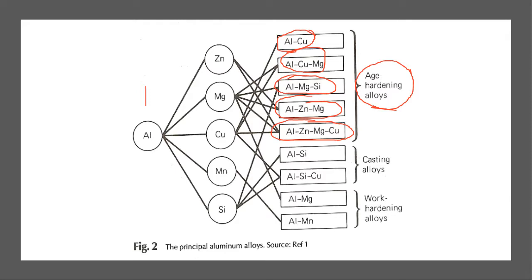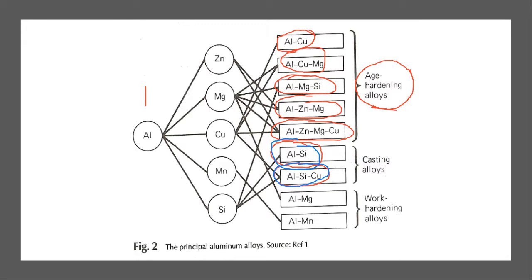When you're looking at your casting alloys, that's just purely aluminum and silicon, and aluminum, silicon, and copper. I should have changed my color on that, so I'll do blue. Okay, so aluminum, silicon, and copper. Silicon helps a lot with the casting process, as it does with ferrous alloys. It helps with the fluidity of the cast.